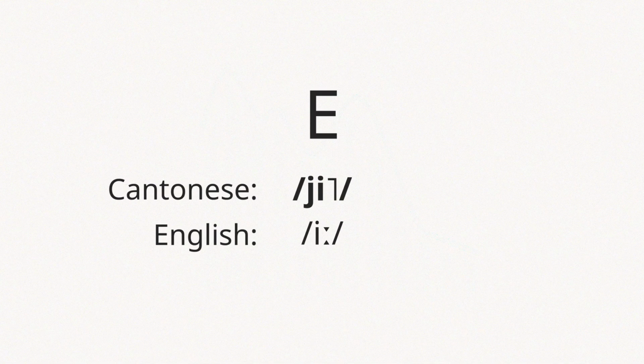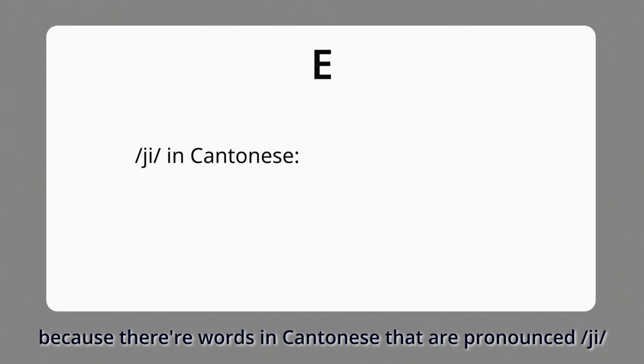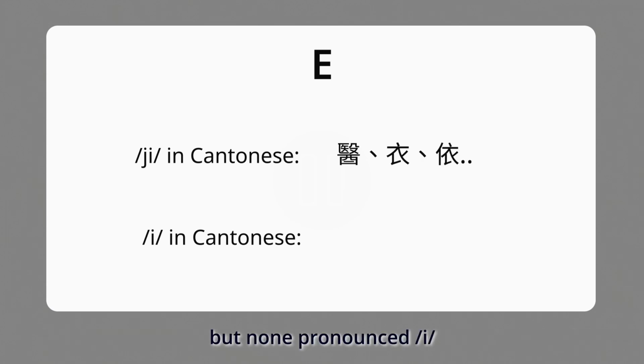E. Here we put the Y consonant before the E vowel, because there are words in Cantonese that are pronounced Yi, but none pronounced E.